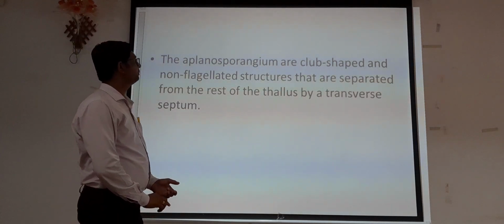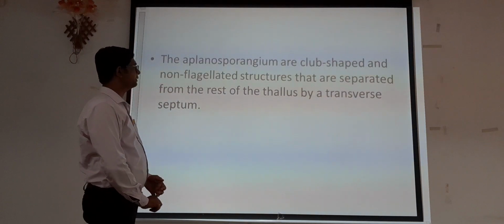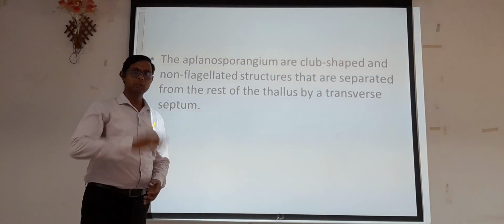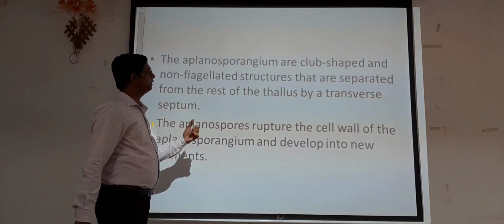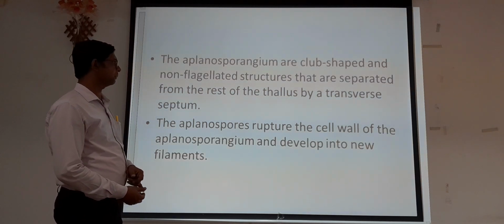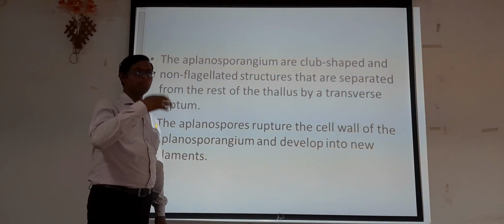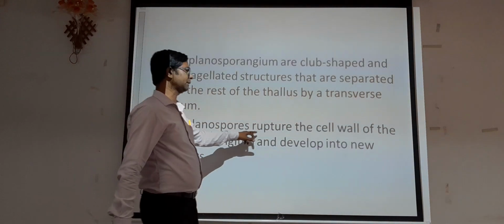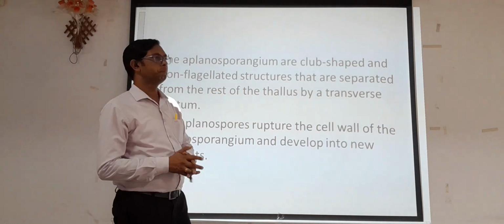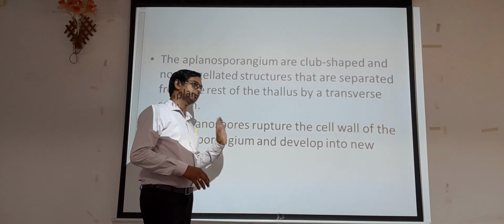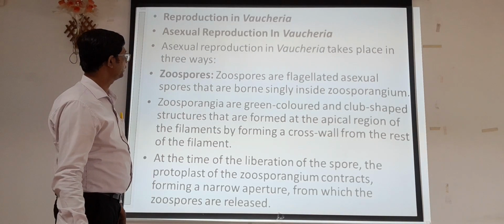The aplanosporangium is a club-shaped, non-flagellate structure that is separated from the rest of the thallus by a transverse septum. So there is a presence of septum in this particular aplanosporangium, and it contains the aplanospores. The aplanospores rupture the cell wall of the aplanosporangium and develop into a new filament. After rupturing that cell wall, these aplanospores get liberated, and after liberation, these spores will start to produce the new filament, or new Vaucheria.